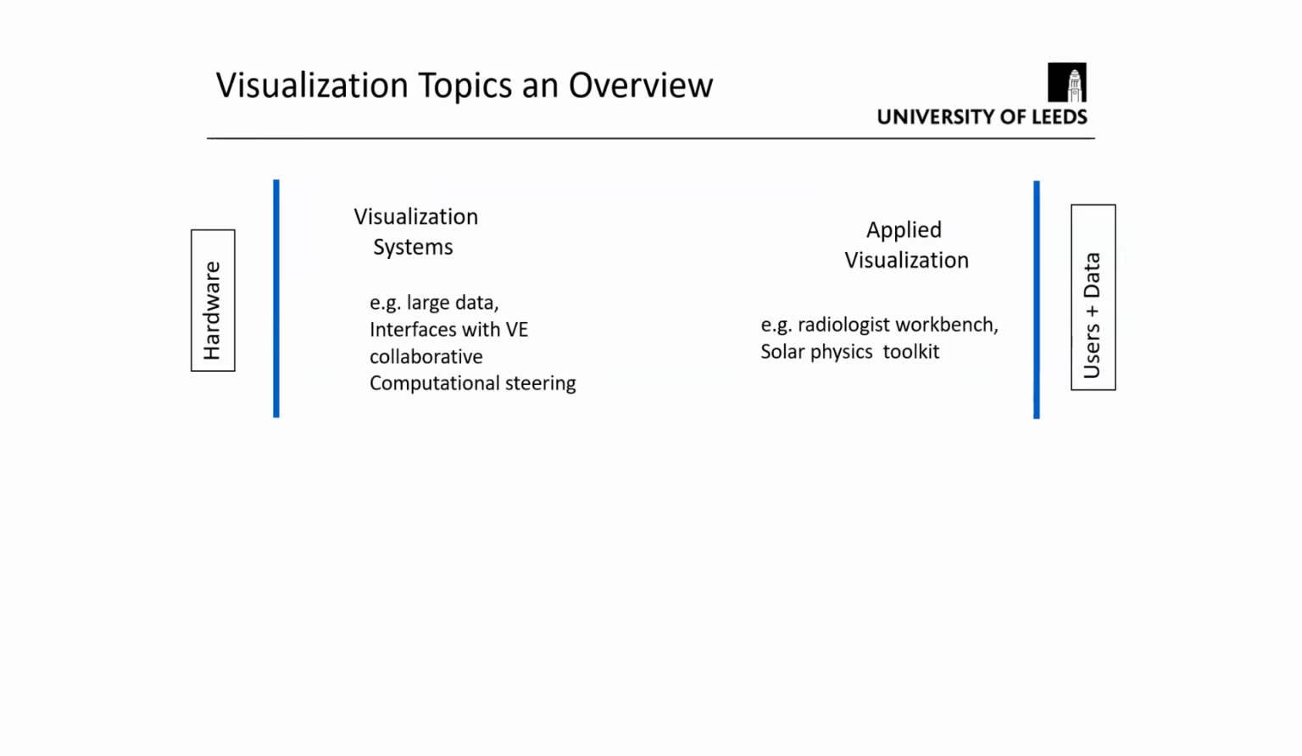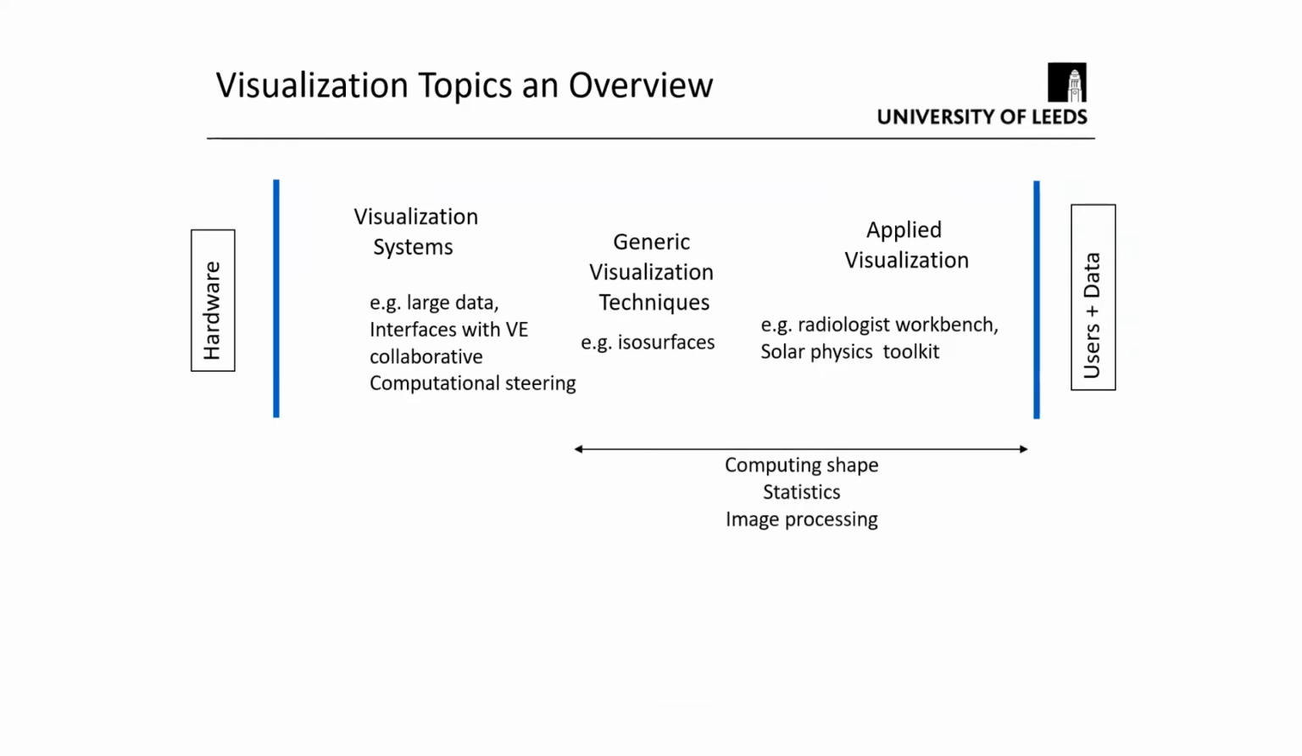Then you've got applied visualization, where you work with the scientists. Most of what you are doing is applied visualization. And then you've got the generic techniques, which are a kind of halfway between the two: isosurfaces, or as ParaView calls it, contouring. Computing shape, statistics and image processing are on the applied side.